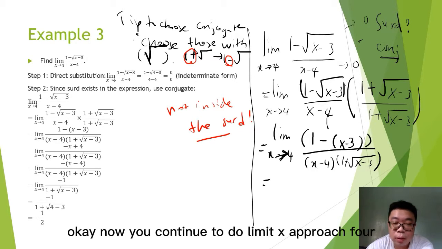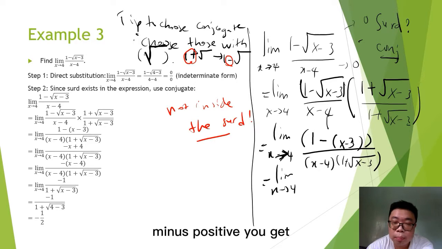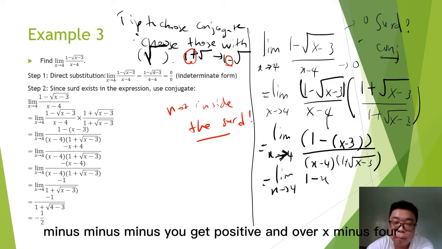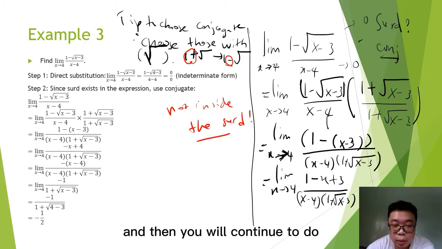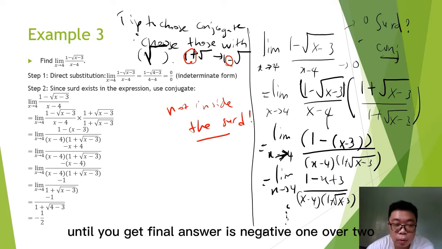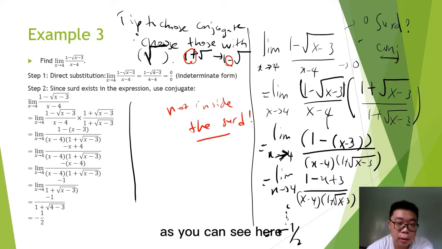Now you continue to do limit x approaches 4. Minus, plus, positive, you get minus; minus, minus, you get positive, and over x minus 4 times 1 plus the square root of x minus 3. And then you will continue to do until you get the final answer, which is negative 1 over 2, as you can see here.